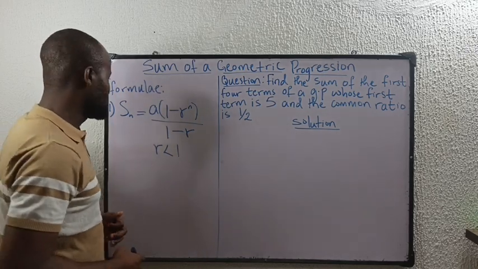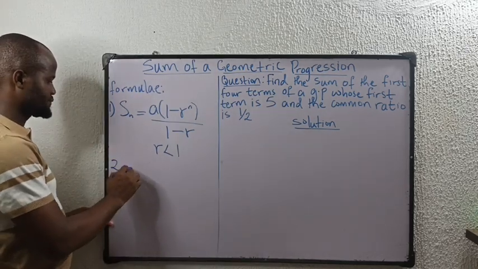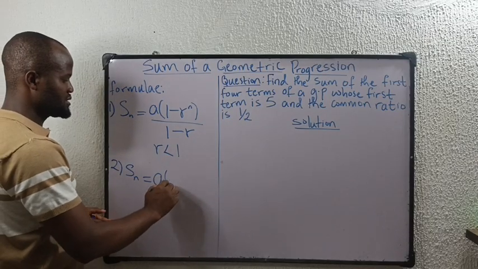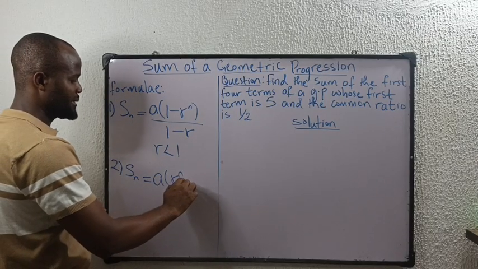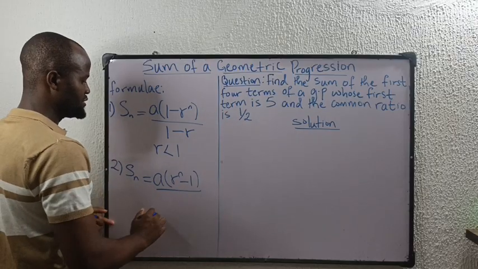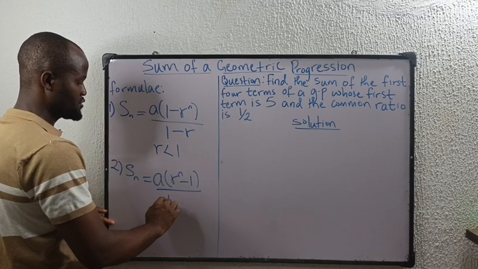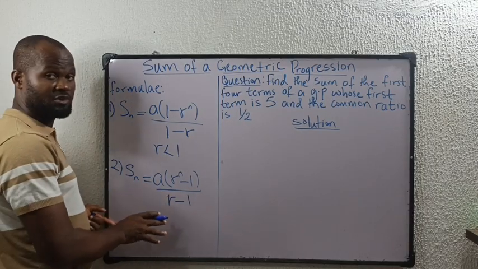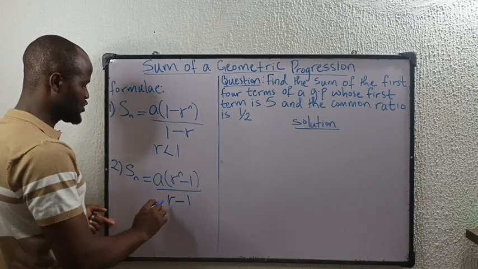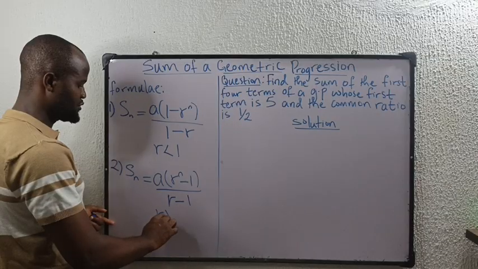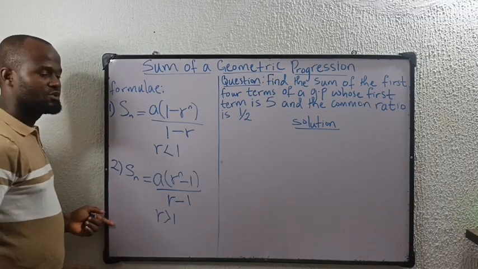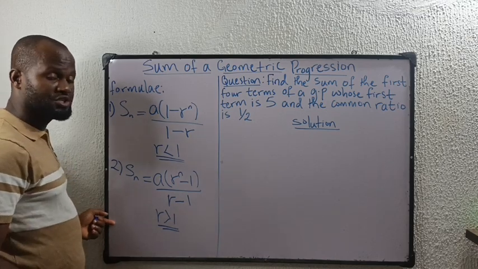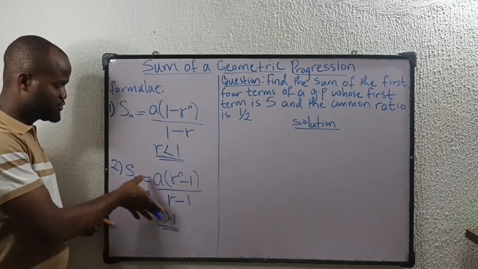calculating the sum. Now, the second formula is the sum equals a open parenthesis r raised to the power of n minus 1 all divided by r minus 1. Now you will use this formula under the condition that the common ratio is greater than 1. So take note of this. This is like your key. So if you see a question, once the common ratio is greater than 1, you use this one.